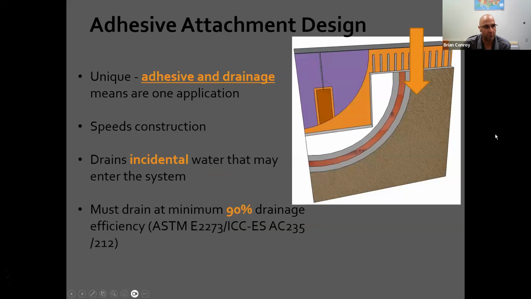This is kind of what that would look like in the full system of a picture. Adhesive and drainage all into one. Incidental moisture that comes in there, meeting that ASTM standard of 2273, as well as the ICC standards of 90% efficiency of drainage of incidental moisture. Again, this is not infiltration of moisture. It's the incidental moisture that might build up in the wall system itself.